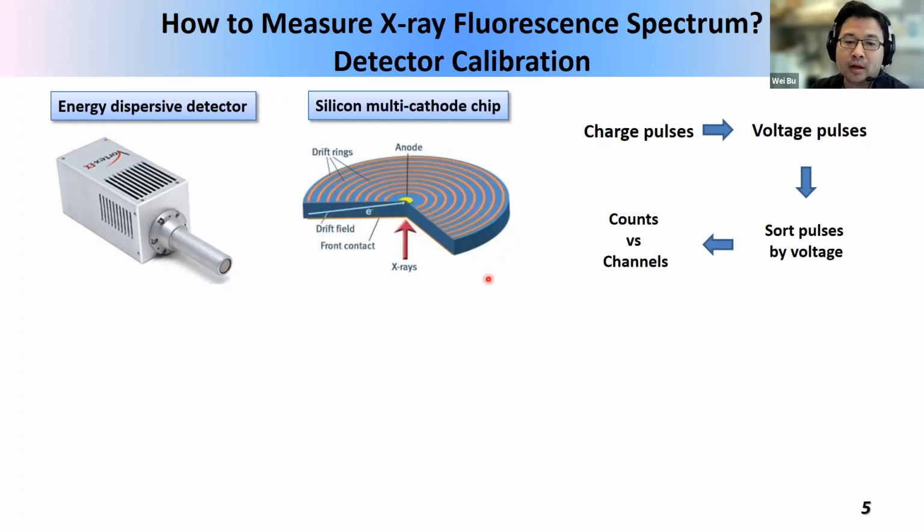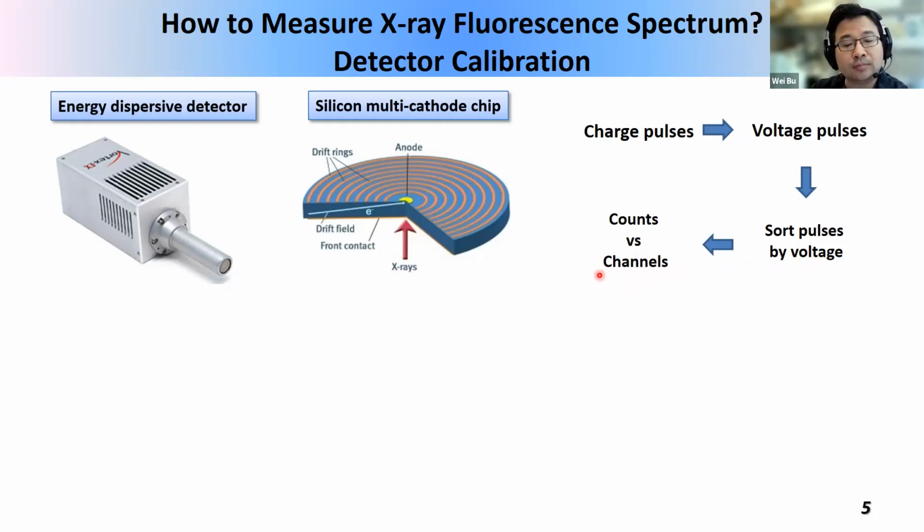When an X-ray hits this silicon chip, it creates electron-hole pairs. A high energy X-ray will create more electrons. These electrons will be collected by the anode and create a charge pulse. With some electronics, we can convert the charge pulse to a voltage pulse. Of course, the voltage is proportional to the X-ray energy. With more and more X-rays coming, we get more pulses with different voltages. We can sort them out and get counts for each channel. The channel is proportional to the voltage.